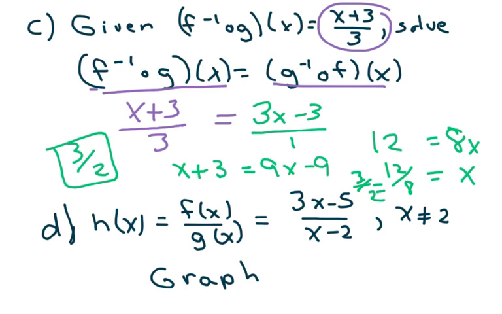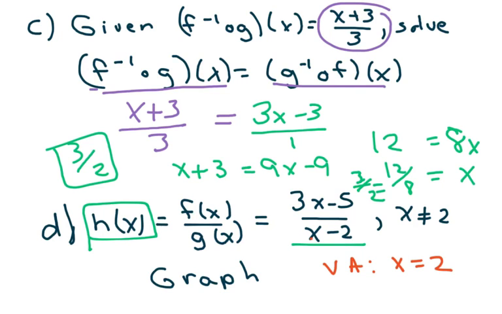Now, they want you to graph this. They want you to make a new function h of x, which is f of x over h of x, and I went ahead and wrote this out and graph it. So the first thing you need to know is your vertical asymptote is x equals 2.